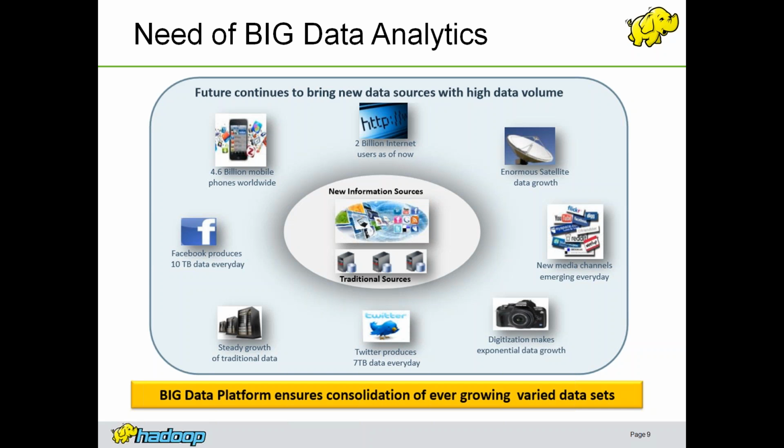New media channels like YouTube, Flickr, and others emerge every day. People are putting up videos or audio channels. So these data can also be processed for effective usage. Twitter is producing 7 terabytes of data every day. This data is very useful when you are processing region-specific data. And there is strategic growth of traditional data. This traditional data comes from your normal servers, and Facebook is producing 10 terabytes of data every day. So these data can be processed.